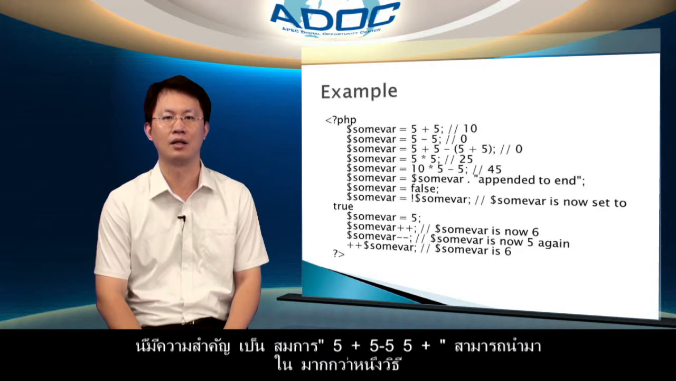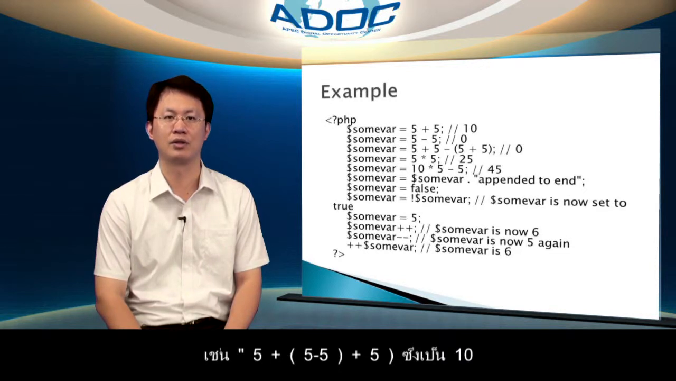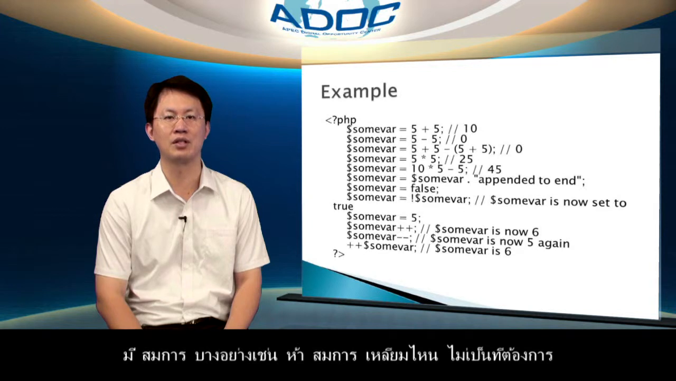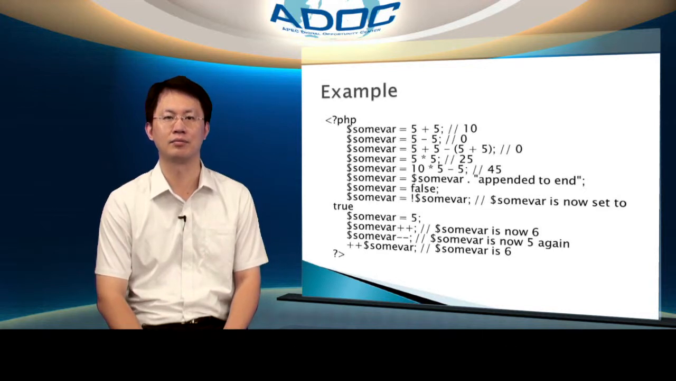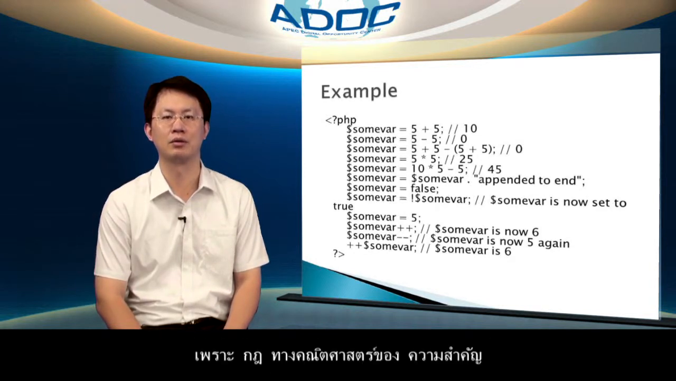This is important, as the equation 5 plus 5 minus 5 plus 5 can be taken in more than one way, such as (5 plus 5) minus (5 plus 5), which is 10. And there are some equations, such as equation 5, where brackets are not needed. There, 10 times 5 minus 5 can only be taken to mean (10 times 5) minus 5, because of the mathematical rules of precedence. Multiplication is considered more important than subtraction.